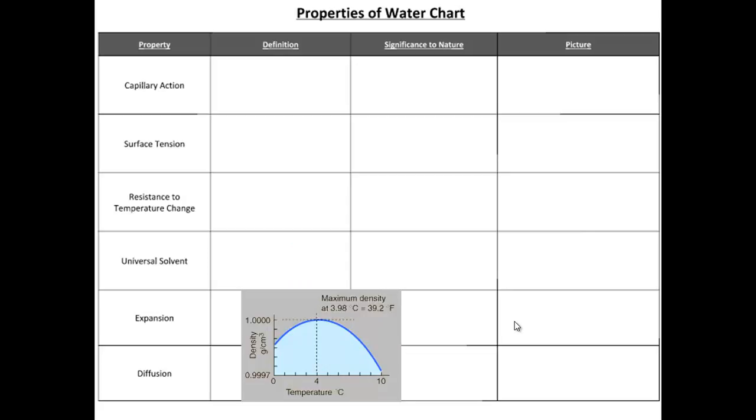Then we have the expansion of water. You can see water has a size, and as it gets warmer it increases in size, and at 4 degrees it is at maximum density. But even when it's ice, it's larger than it is when it's liquid. So this is why ice floats on top of water, especially if the water is 4 degrees, where the water is most dense.